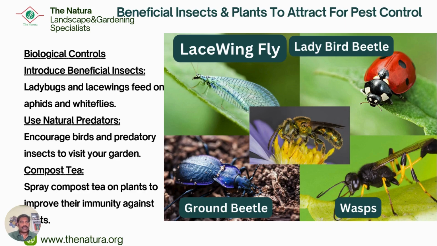Encourage birds and predator insects to visit our garden. And one more main tip is compost tea: spray compost tea on plants to improve their immunity. Compost tea is what you get from the slurry when you make compost. You filter that slurry into a liquid and spray it on the plants. That decoction made from compost is called compost tea, and it gives plants more immunity to resist pest and disease occurrence.